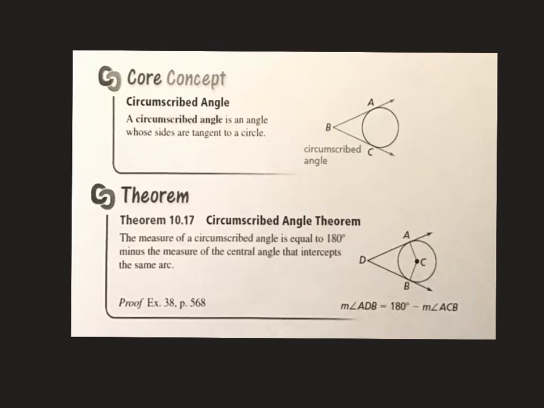And so our last theorem for today is 17, which is our circumscribed angles theorem. And it says the measure of a circumscribed angle is equal to 180 degrees minus the measure of the central angle that intercepts the same arc. So basically, if we take the center of the circle and connect it to the points of tangency for the two tangent lines, we're going to do 180 minus this angle here. And that's going to give us this angle D outside of the circle.